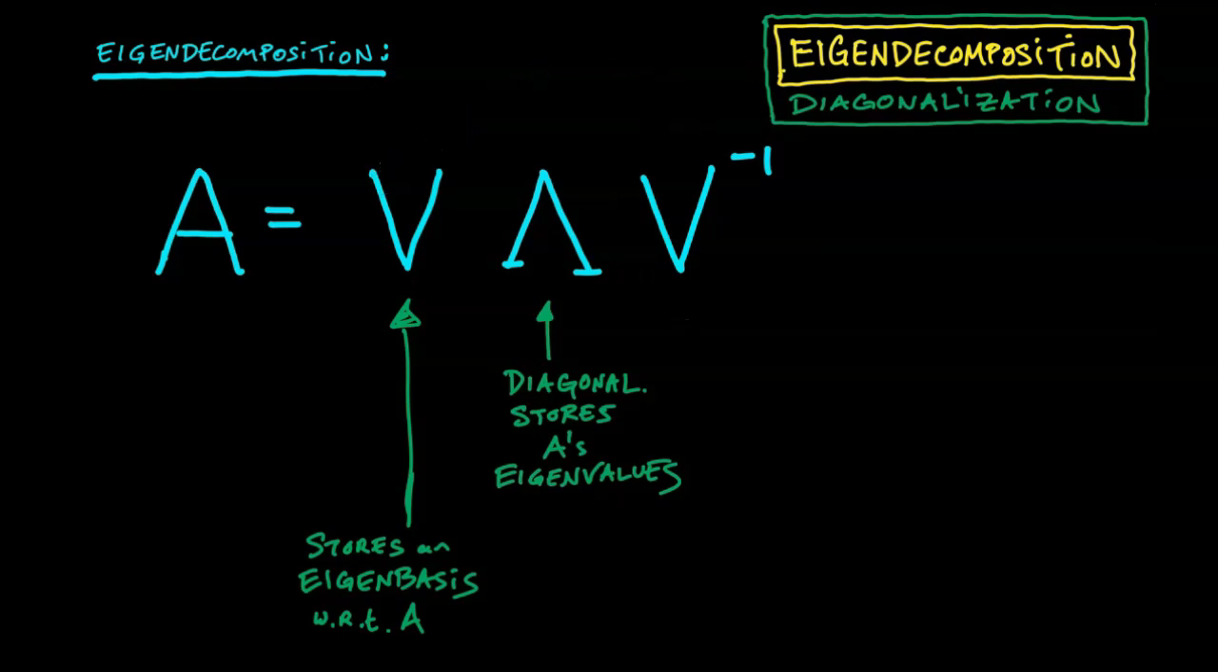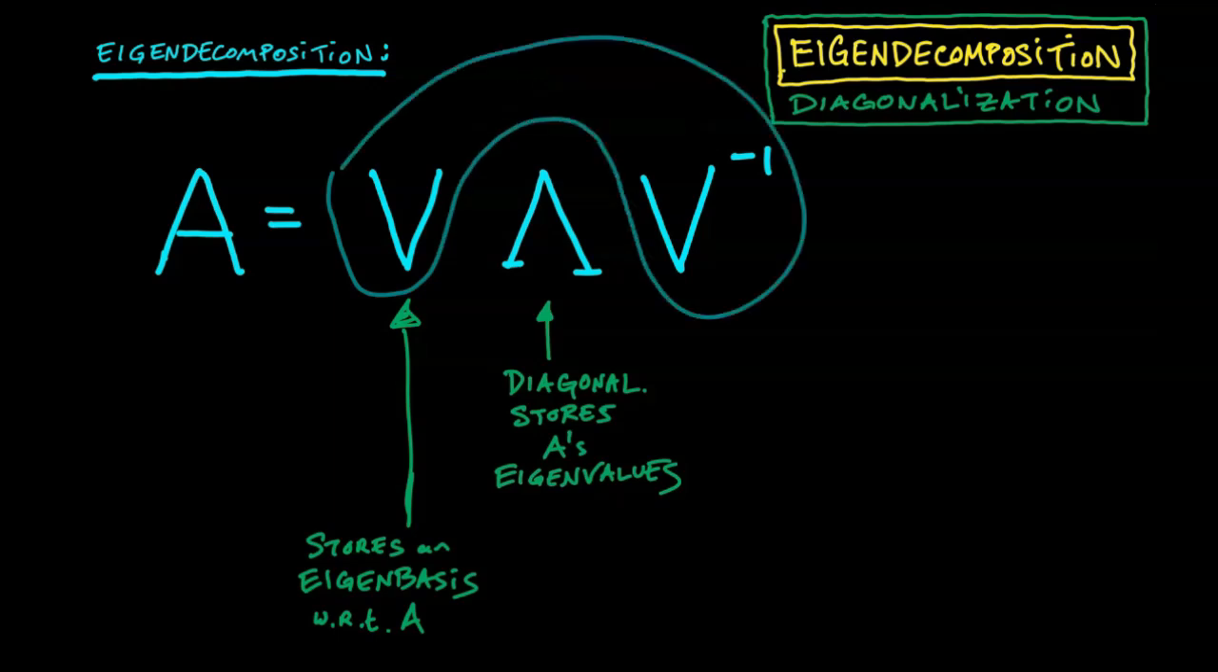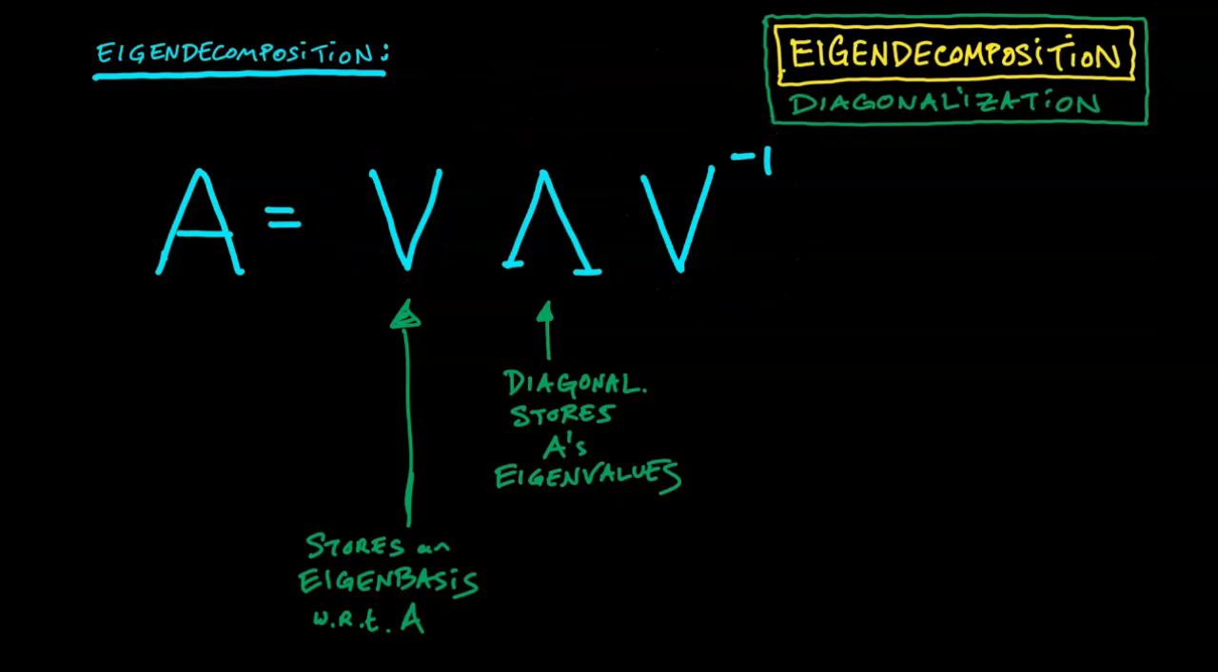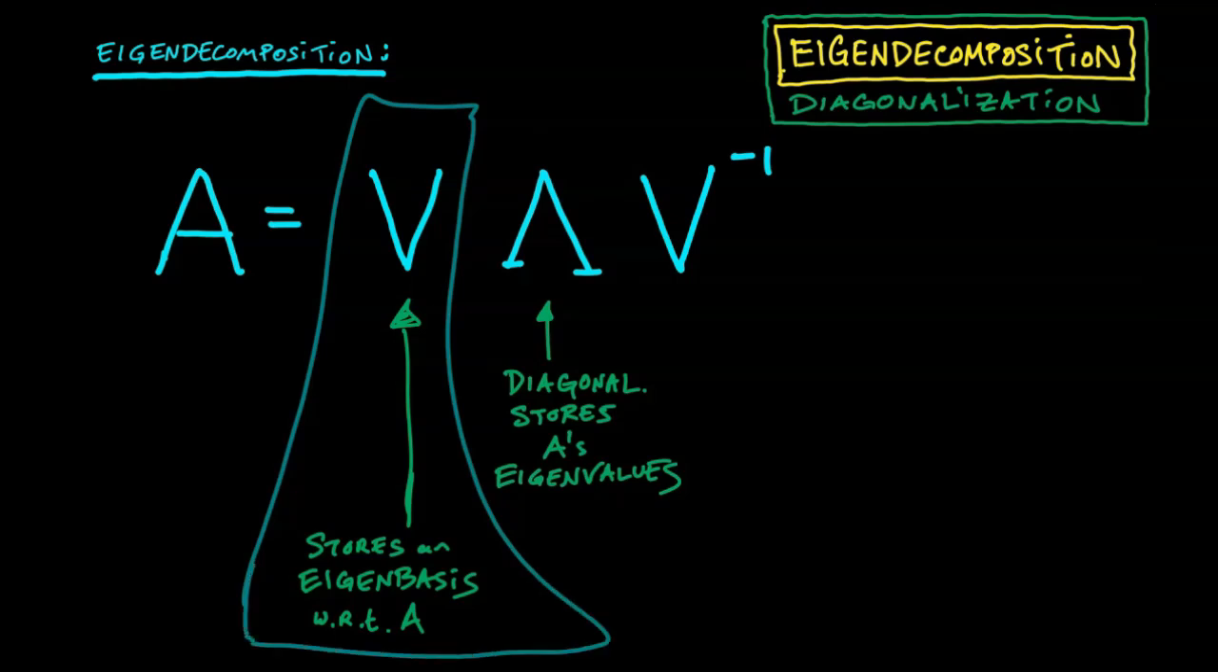But seeing that pair of inverses surrounding the diagonal matrix reminds us that the diagonal matrix is just another representation of the same map represented by A. It's just that as capital lambda, it is represented by the eigenbasis whose columns appear in matrix V.